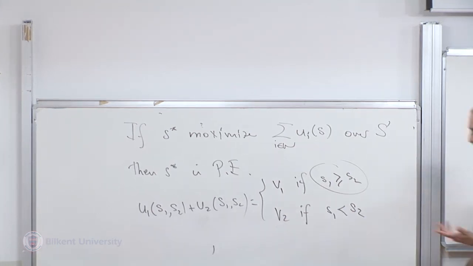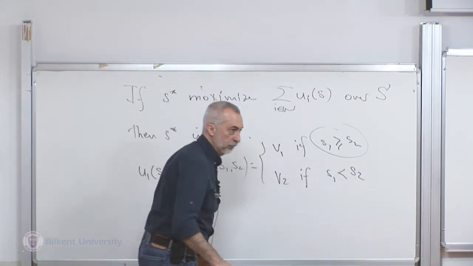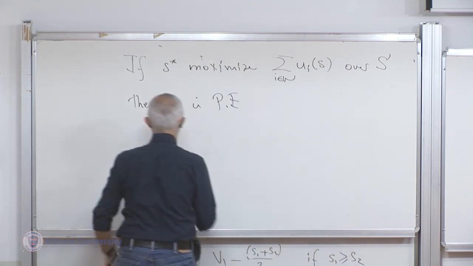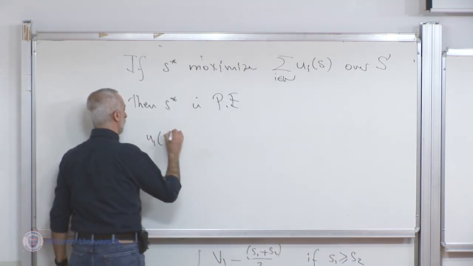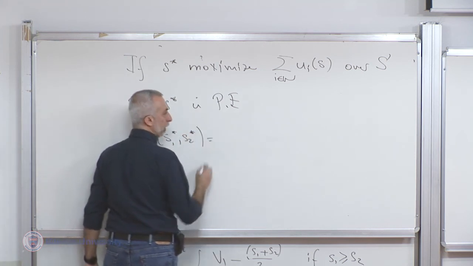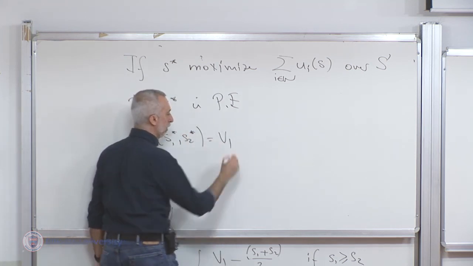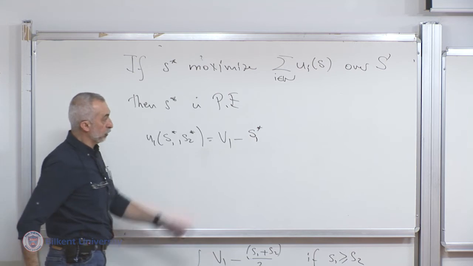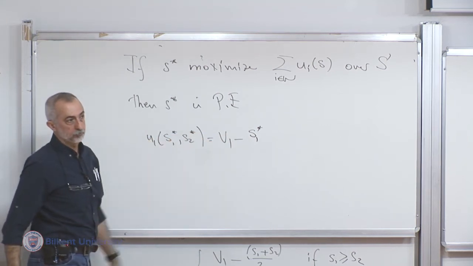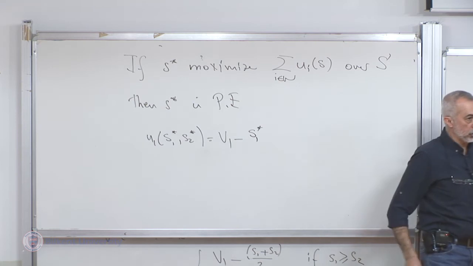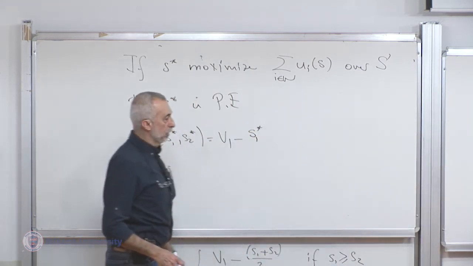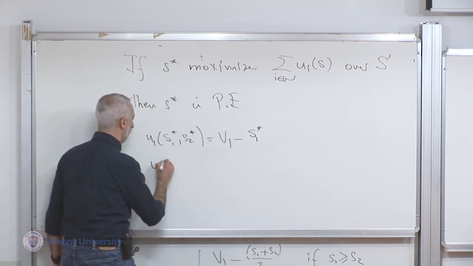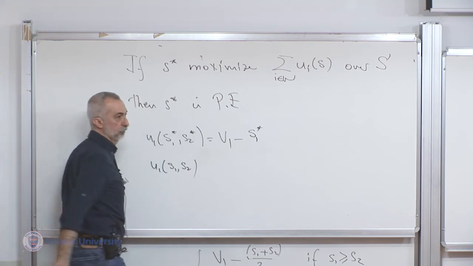Another way to go could be this. We know that U1 of S1 star, S2 star is equal to V1 minus S1 star. Remember, at any Nash solution, S1 star is equal to S2 star. That's equal to this. So take another strategy profile, U1 of S1, S2.